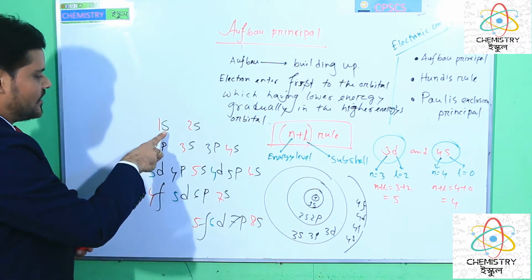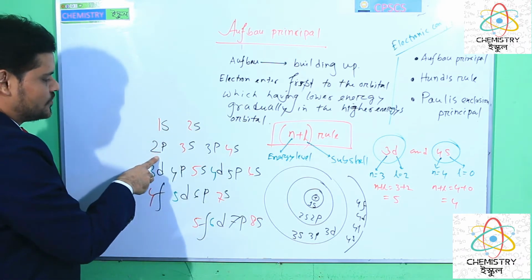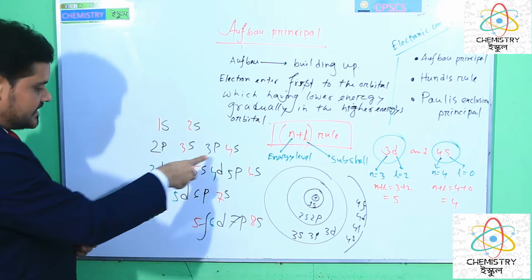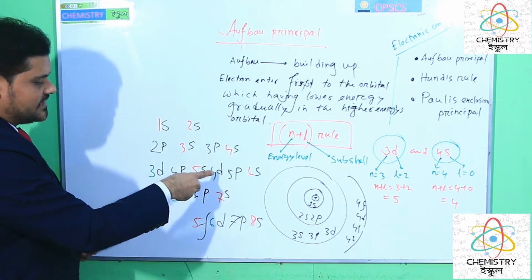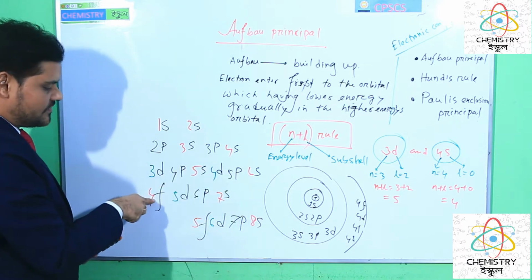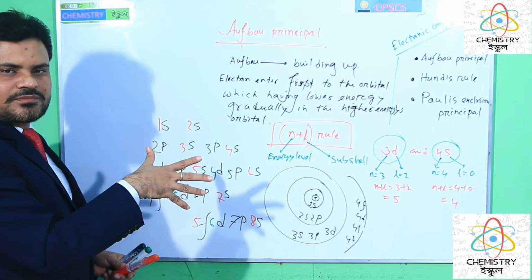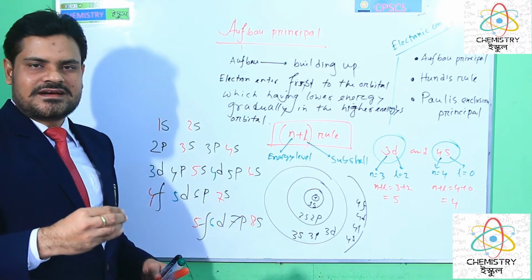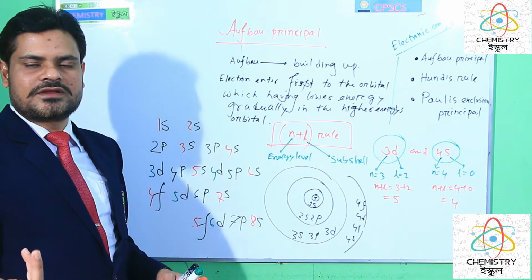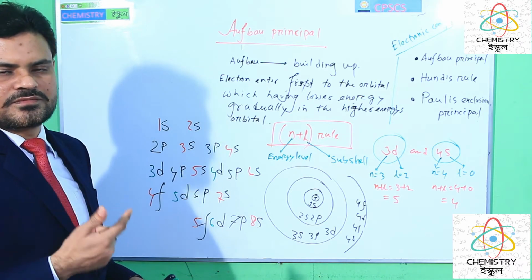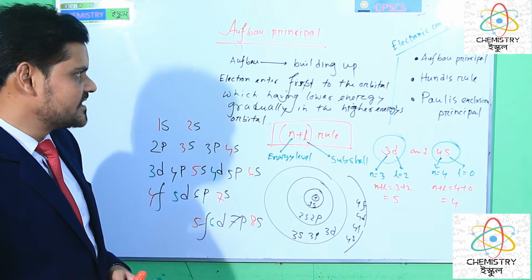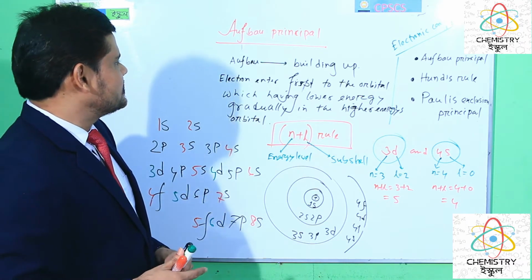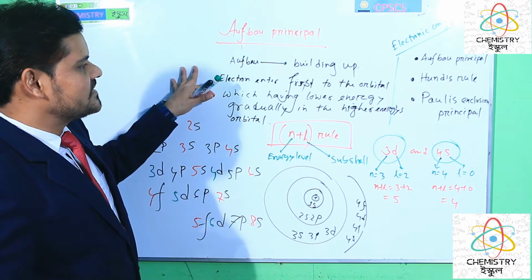Look at this: 1s, 2s, then 2p, 3s, 3p, 4s, then 3d, 4p, 5s, 4d, 5p, 6s, then 4f, like this. By this we can easily arrange the different types of electronic configuration of the 118 elements. That's all about the Aufbau principle, dear learners.